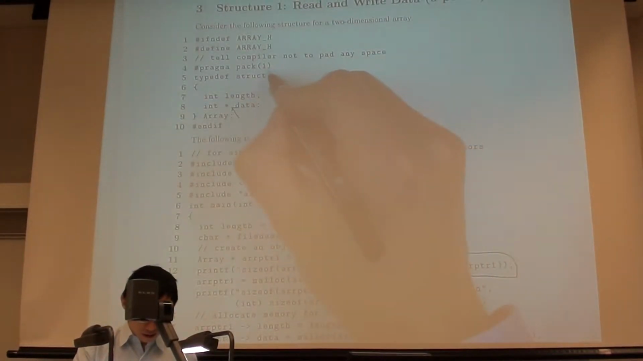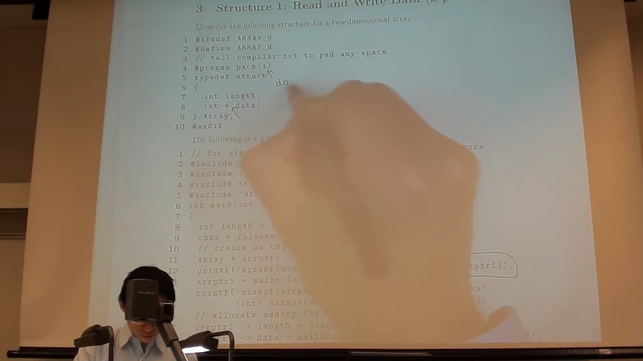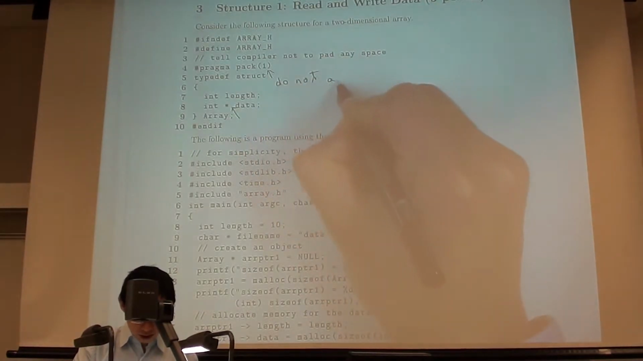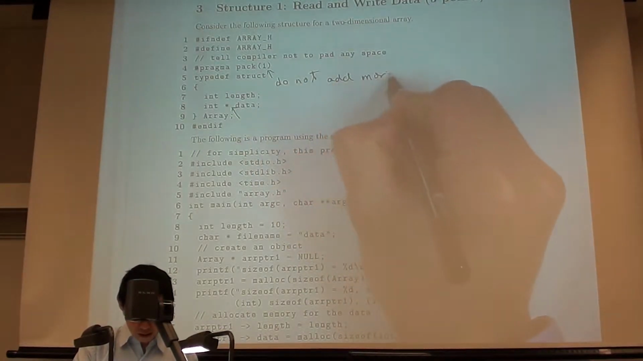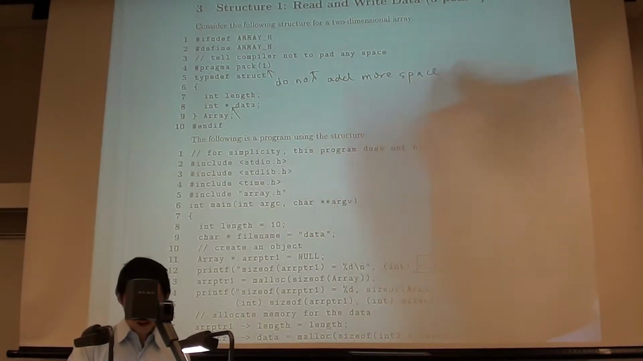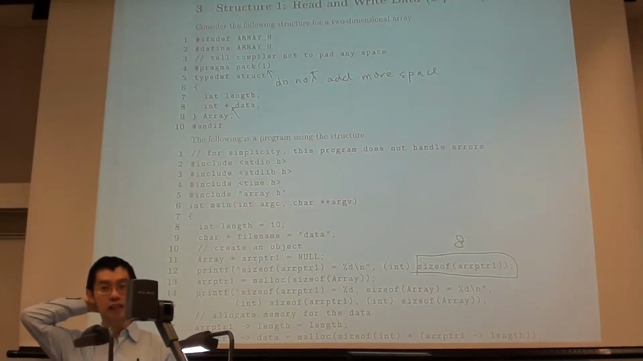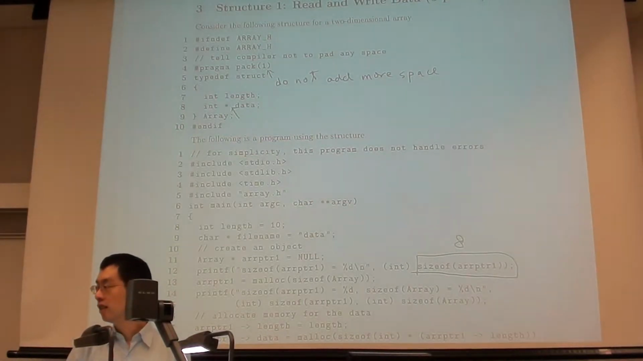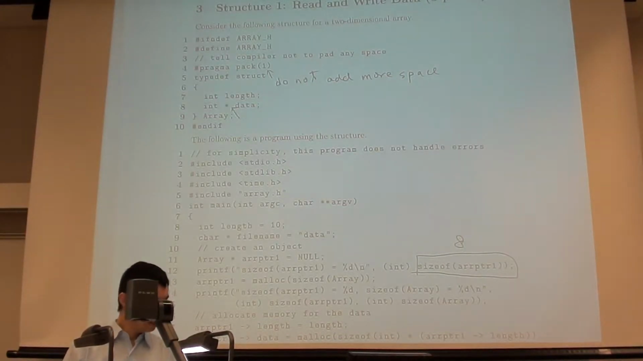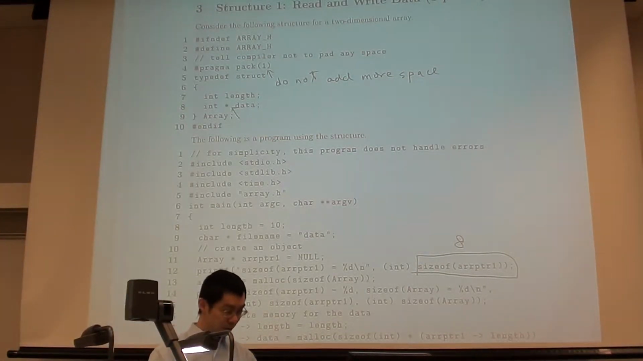So this means do not add more space. As I just said, without this line, you give compilers the freedom to add more space so that your program may be faster. That line is in assignment 5. If you don't believe me, I can show you. I'm pretty sure it's there.